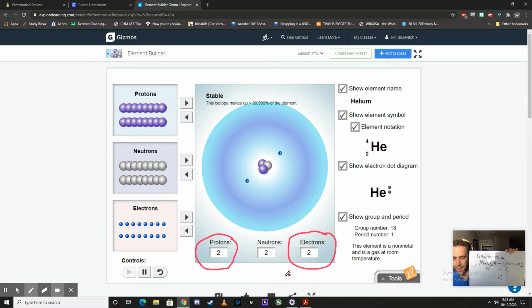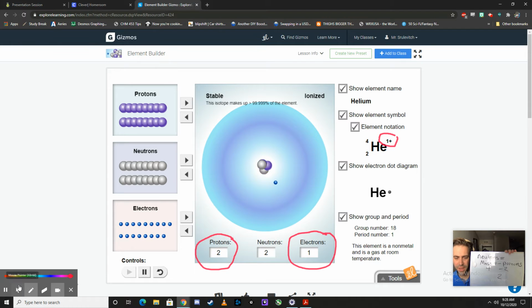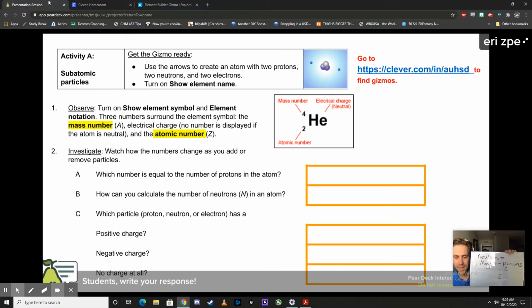Now, look what happens when I take away an electron. Now it becomes positive. Why? Because there are more protons than electrons. So protons must have a positive charge. Which one has a negative charge? Well, let's add 2 electrons. Look, the number changed again. It went negative. Why? Because there are more electrons than protons. So electrons are negatively charged.